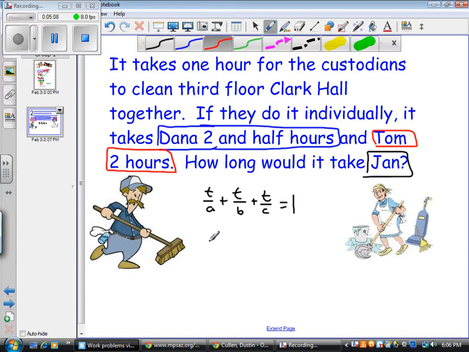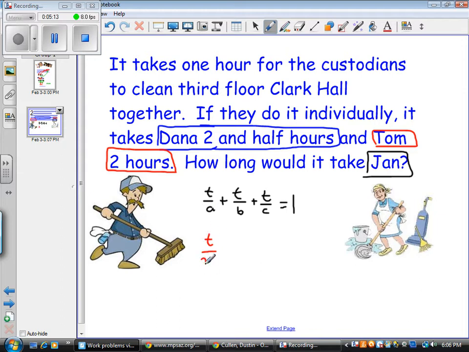Okay? So, Dana does it in 2.5 hours. I'm just going to call that 2.5. Tom does it in 2 hours. We don't know how long it takes Jan. Jan's the unknown here. But the other thing that we are told is that altogether it takes them 1 hour. So that's capital T. Capital T is the time together. So I'm going to replace each of these with a 1 because it took them 1 hour to do it together.